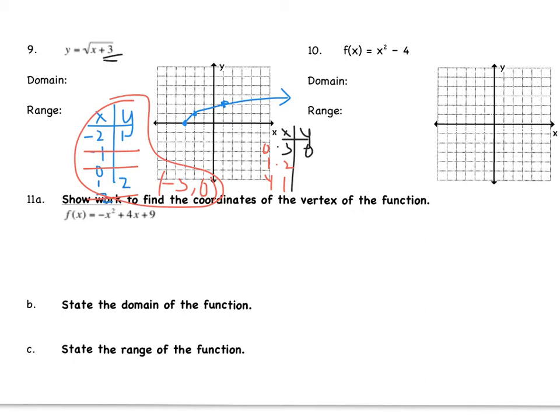Okay, domain. Does my x forever go in the negative direction? No. What does it start at? -3, 0. So it starts at -3, it goes to infinity.